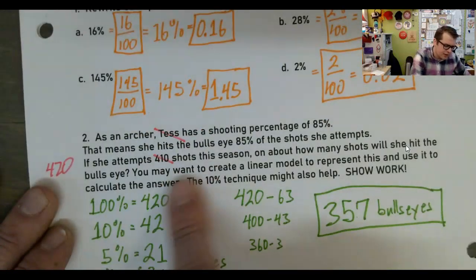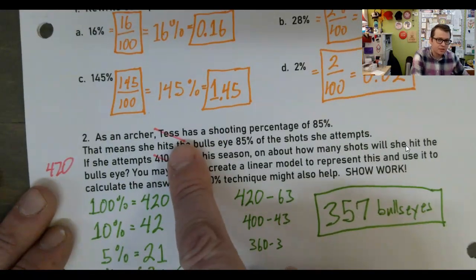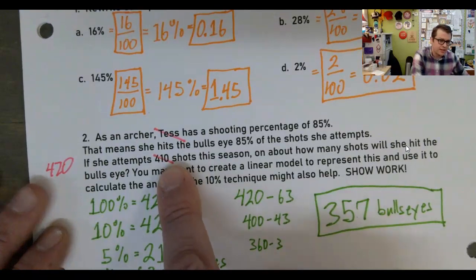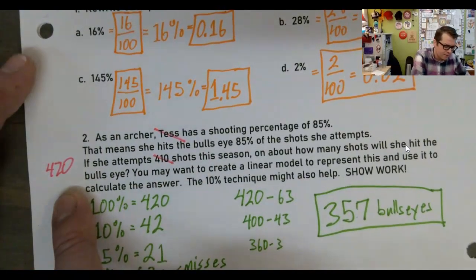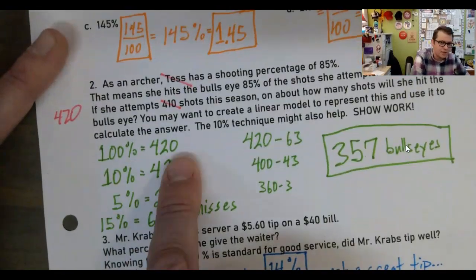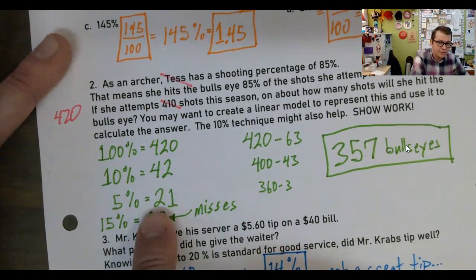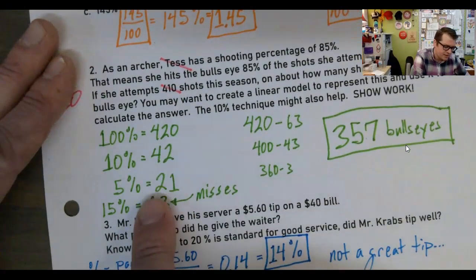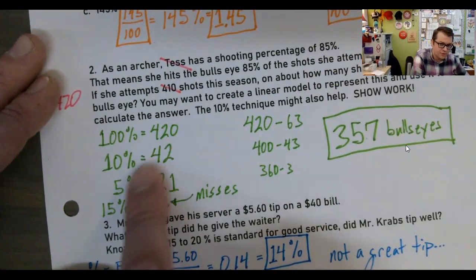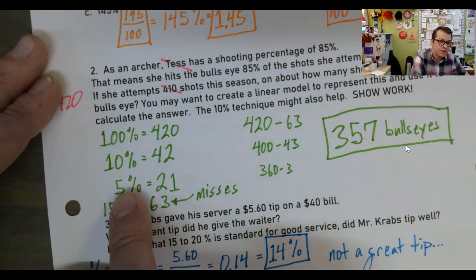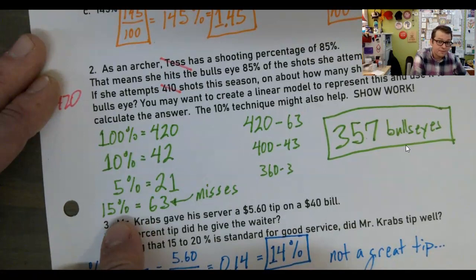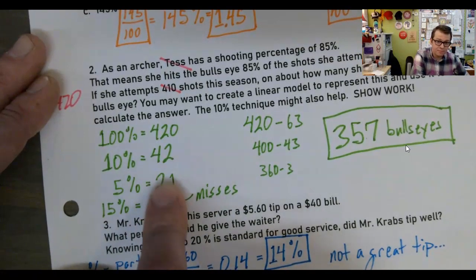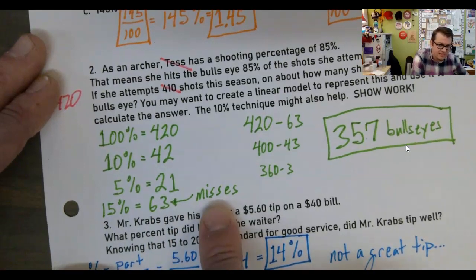I printed this before I changed what was written here. I changed our student name. I changed the amount of shots taken to be 420 because that number works out nicer when I try to do 10% and then 5% especially. So if I break this down into, if 100% is 420, 10% would be 42, 5% would be 21, 15%, if I put my 10% and 5% together, would be 63, and that's the amount of misses they had.